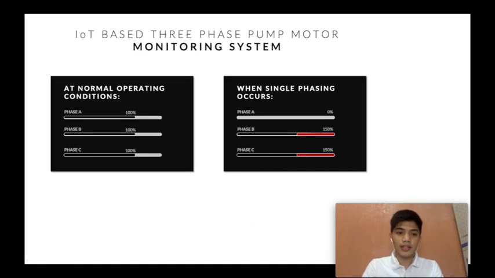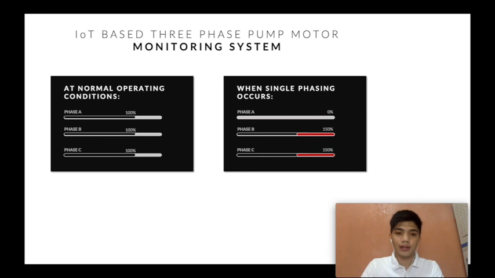In single phasing, at normal operating conditions, we have phase A, phase B, phase C. We have 100% full load current, so we have approximately equal current for it to be in phase. So when single phasing occurs, phase A goes down and phase B and phase C substitute for the loss of phase A. So the motor will still continue to function without knowing that there is a problem.